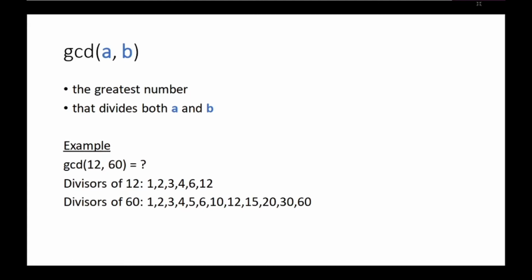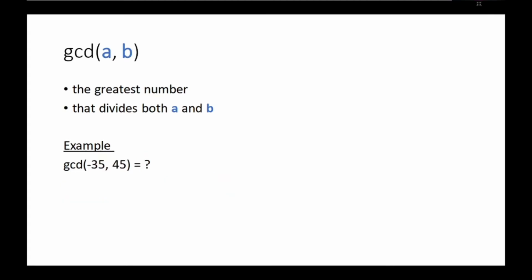If we highlight them, we can see that those are 1, 2, 3, 4, 6 and 12. So those are the common divisors, but we're actually looking for the greatest common divisor. So that will be the greatest number that we've highlighted, which is 12. So the greatest common divisor of 12 and 60 equals 12.